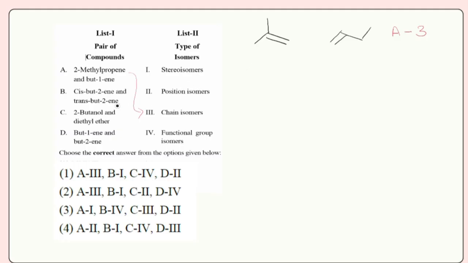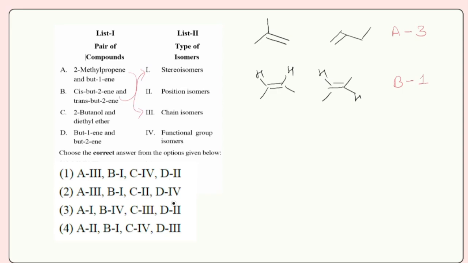Now, let's see for B. Cis-2-butene. So this is cis-2-butene because the hydrogens are on the same side of the double bond. And trans-2-butene is this. So that means what? They have the same number of carbons, but the orientation of the atoms or the groups is different. So what type of isomerism do they exhibit? They are geometrical isomers. We don't have geometrical isomers listed here, but we do know that geometrical isomers are a type of stereoisomers. So B will match with 1.